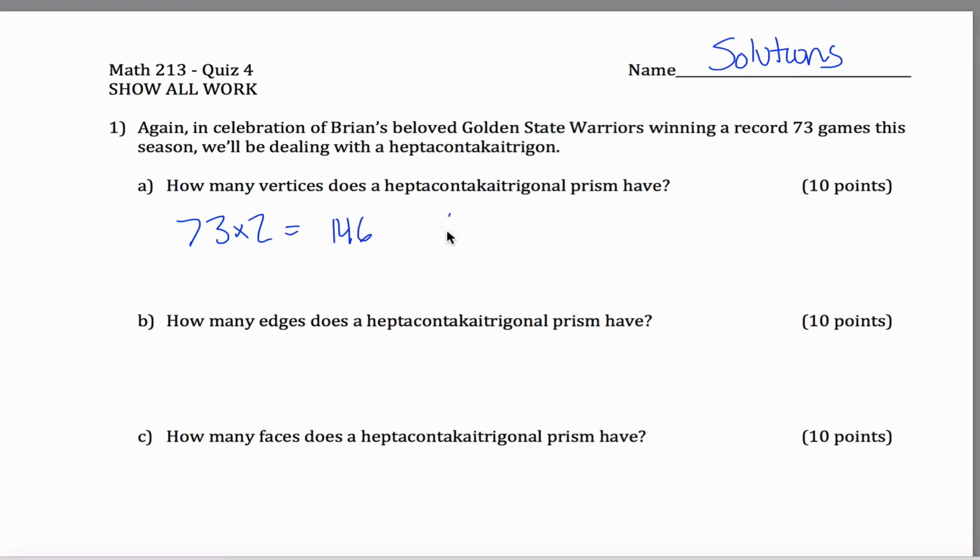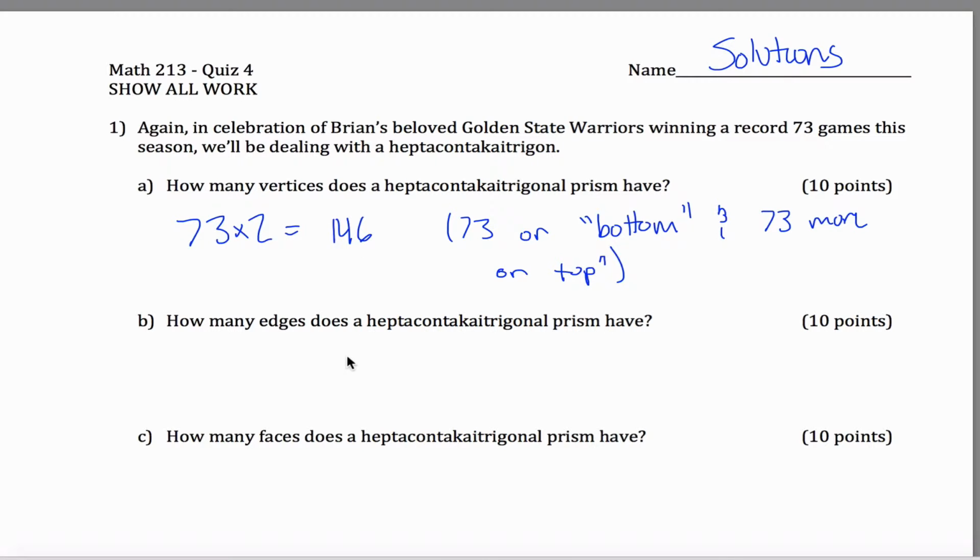Where that comes from is kind of 73 on the bottom and 73 more on top. It doesn't have to have that orientation, but when I think of a prism, I kind of think about this shape on the bottom and then the shape up top, and everything's connected. So that would be the number of vertices I would have.